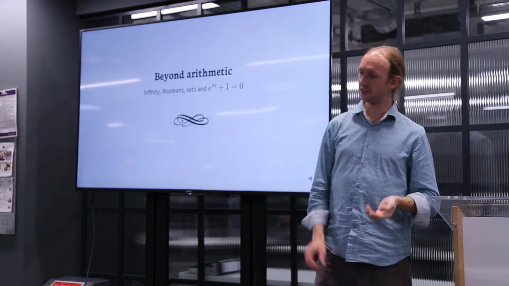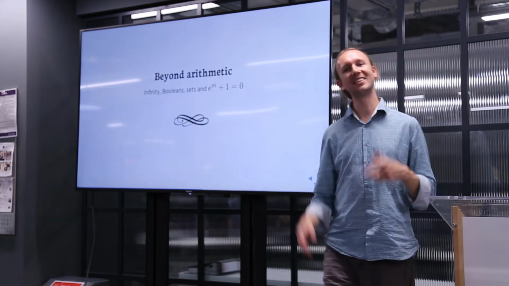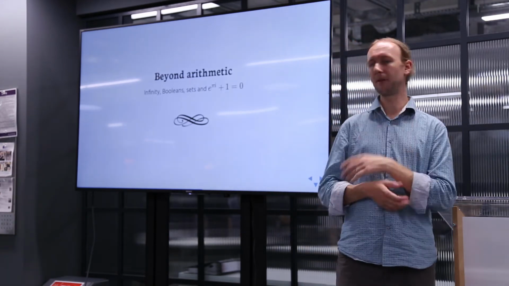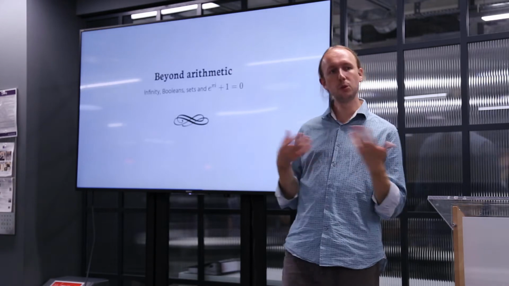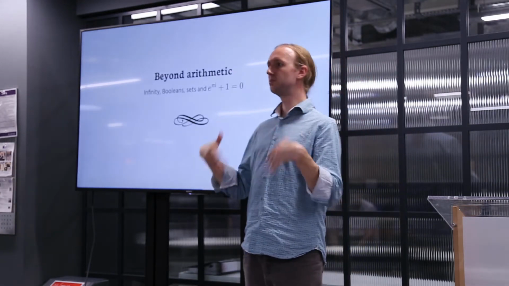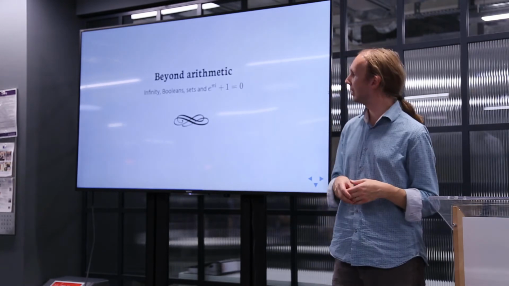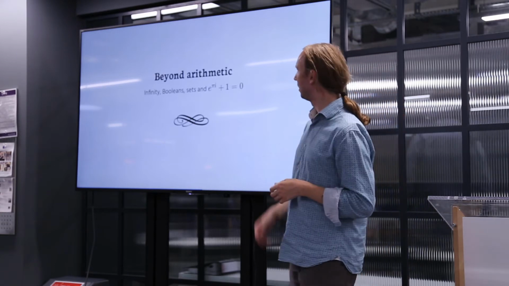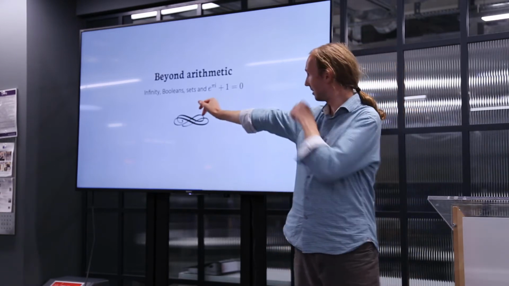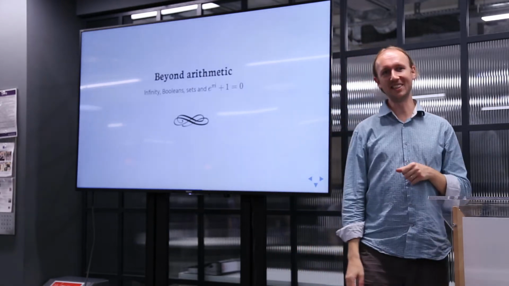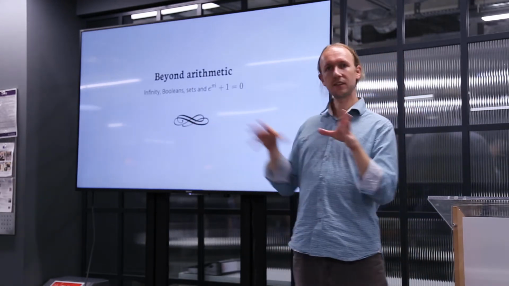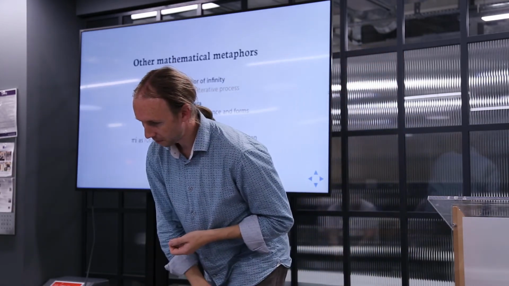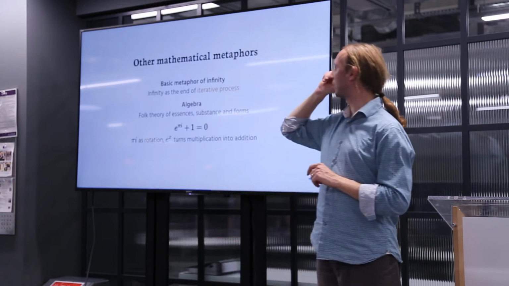Now, I guess the thick part of the book is looking at a couple of different ideas beyond just simple arithmetics. So how can we use this way of reconstructing or analyzing mathematics to understand things like infinity or Boolean algebra or sets? And the case study at the end looks at this famous equation that links quite a lot of different things together. I'll say a few more words about the infinity.